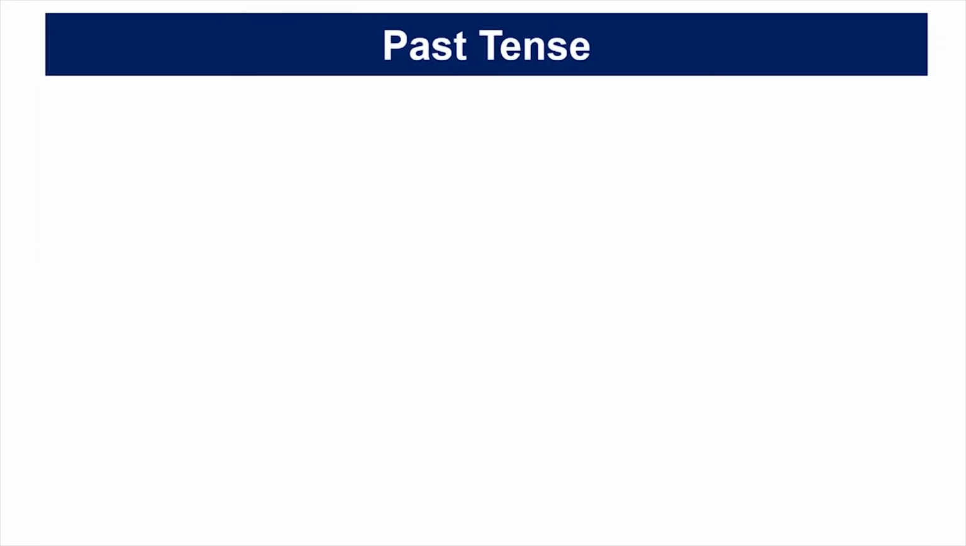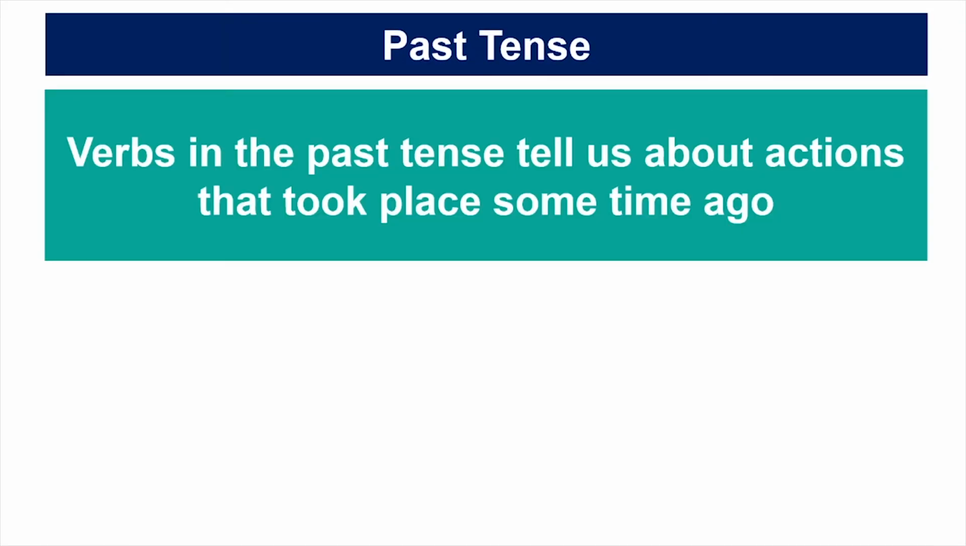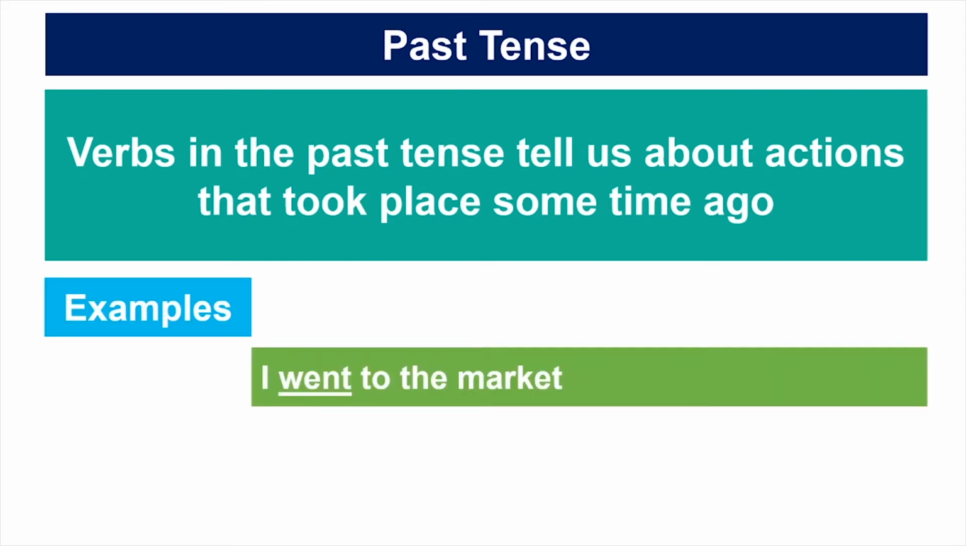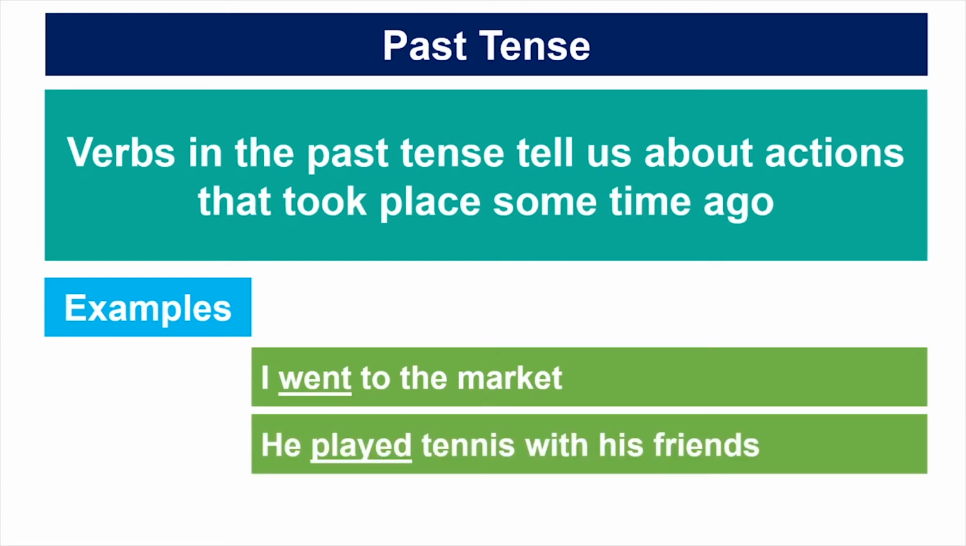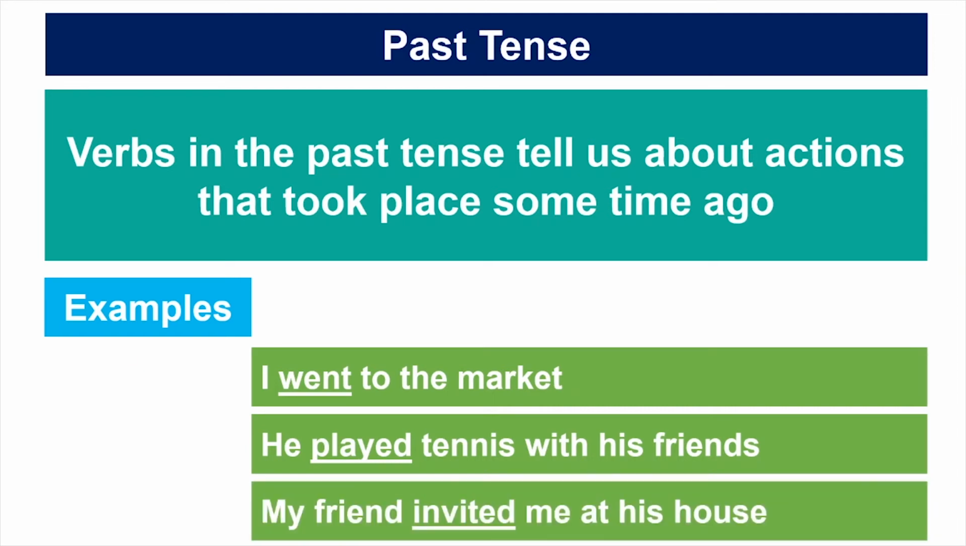Past tense. Verbs in the past tense tell us about actions that took place some time ago. Let's see the examples. I went to the market. He played tennis with his friends. My friend invited me at his house.